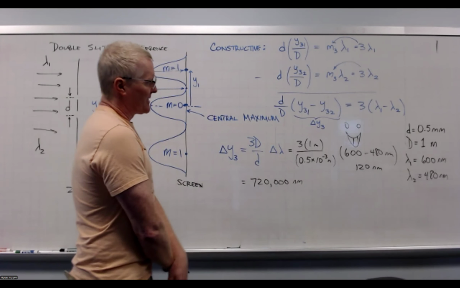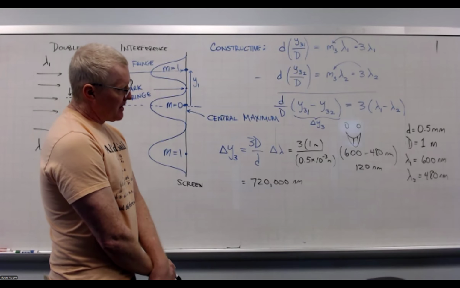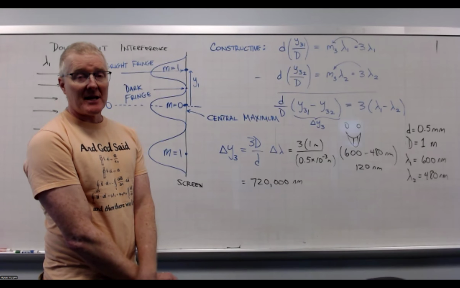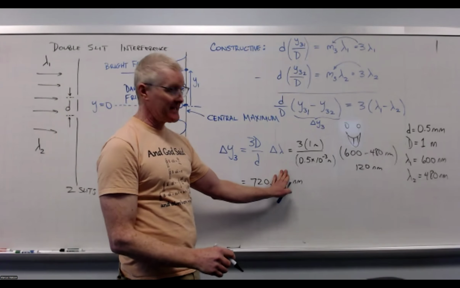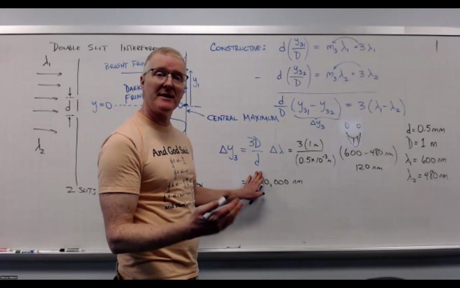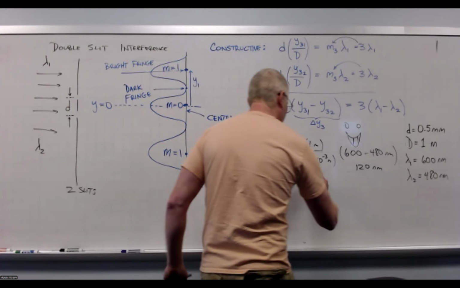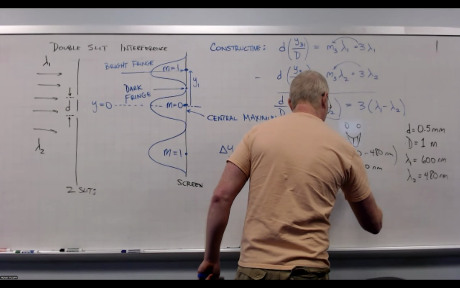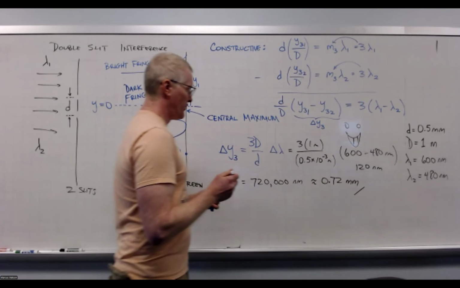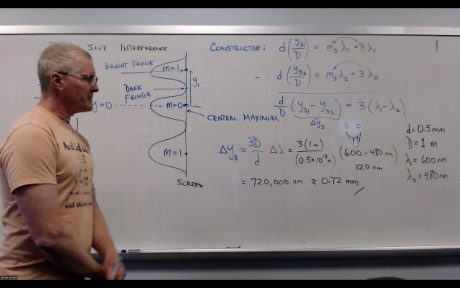All right, so how big is that? Well, a nanometer is 10 to the minus 9. So if I take off these 3, it's 10 to the minus 6. If I take off those 3, it's 10 to the minus 3, and that's in the millimeter range. So this works out okay. It's about 0.7 of a millimeter. It's 0.72 of a millimeter.